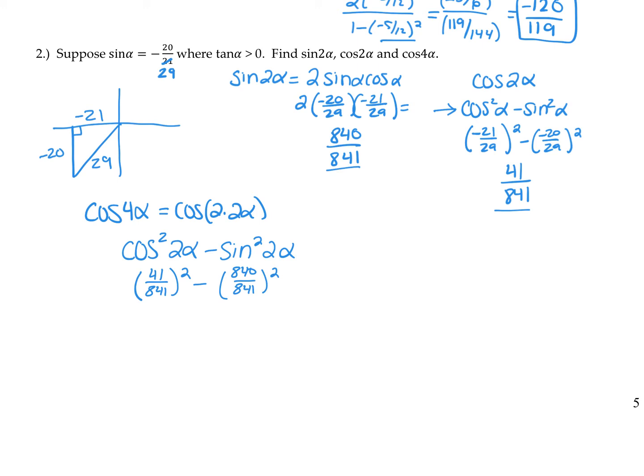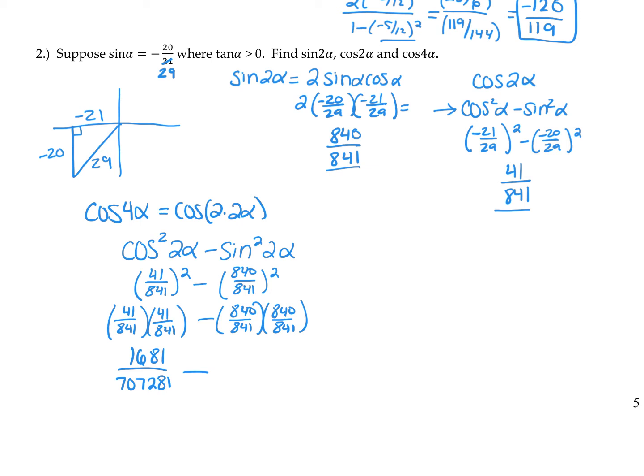Now, these are not going to type in our calculator and give us a fraction nicely, so I want to think about this as 41 over 841 times 41 over 841. And then 840 over 841 times 840 over 841. So I am going to multiply 41 times 41 to get 1681 over 841 times 841, which is 707,281. I'm going to do 840 times 840 to get 705,600 over 707,281.